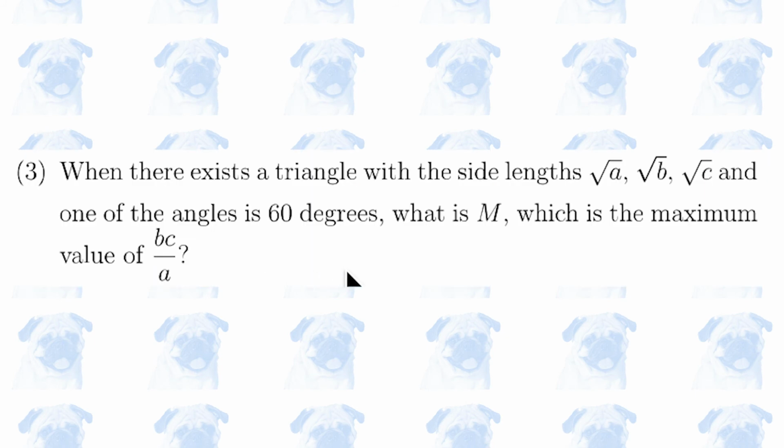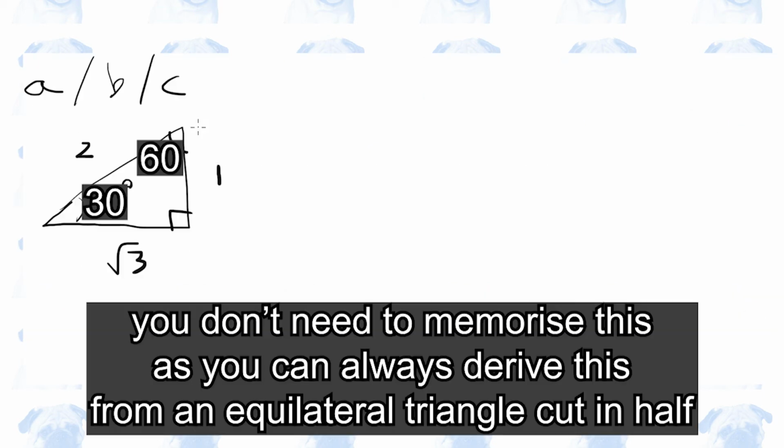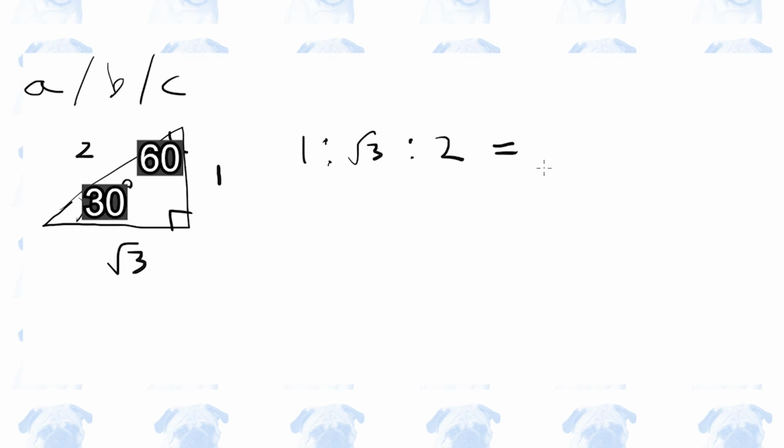Section 2, number 3. When there exists a triangle with the side lengths root A, root B, and root C, and one of the angles is 60 degrees, what is M, which is the maximum value of BC over A? When we have a right triangle where one of the angles is 60 degrees, then the ratio of the sides is 1 to root 3 to 2. This is equal to root 1, root 3, and root 4.